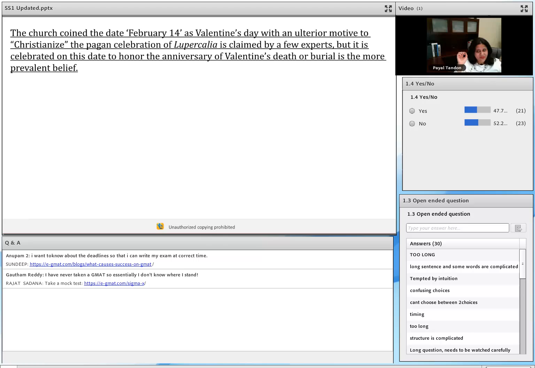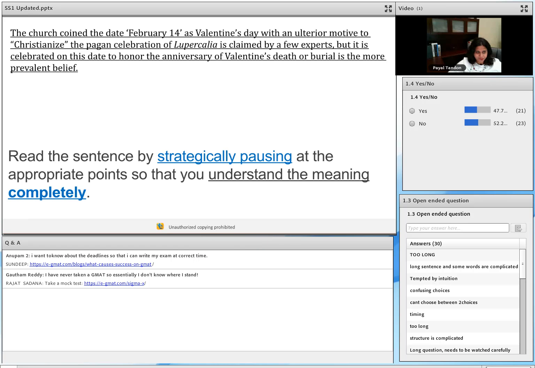Okay, and that is very, very important, and that is precisely what a typical student who gets 90th percentile in SC does. He first learns how to read the sentence to understand its meaning, and that's what I'm going to be demonstrating here. Okay, now the method that we utilize to read the sentence and understand its meaning is called the strategic pausing method, and this method is explained to you in detail in the Master Comprehension course.